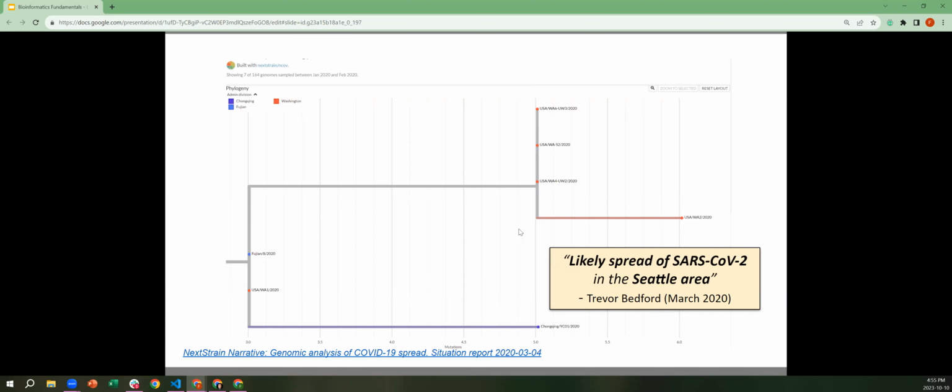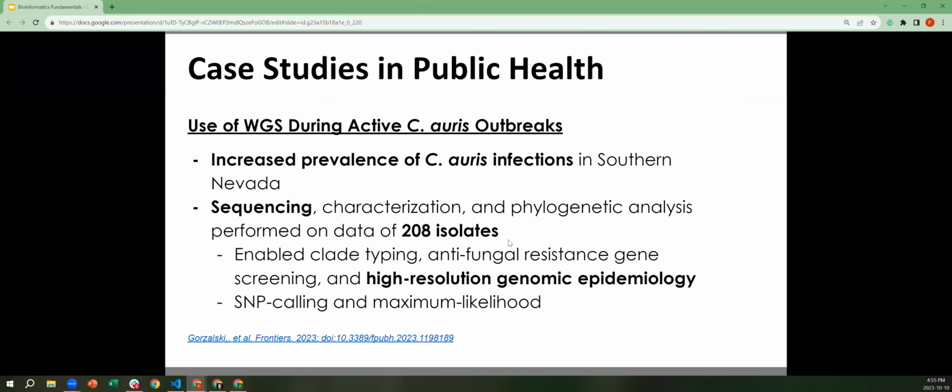And this is a very simple example, so let's take a look at a more complex example. And everyone's bored of SARS-CoV-2 at this point, so I thought I'd use something that's an emerging pathogen here. We have the increased prevalence of Candida auris in southern Nevada.